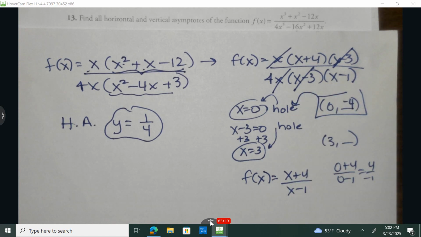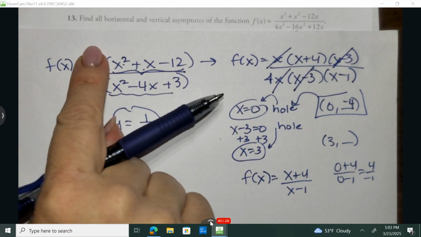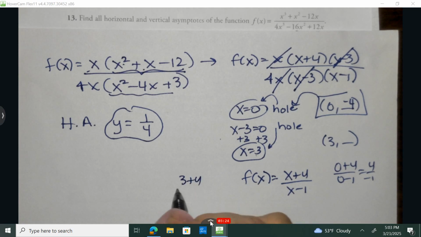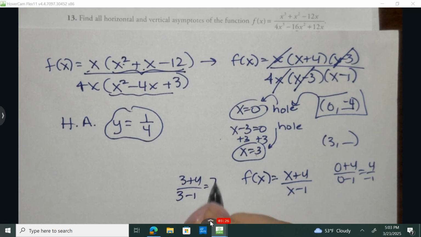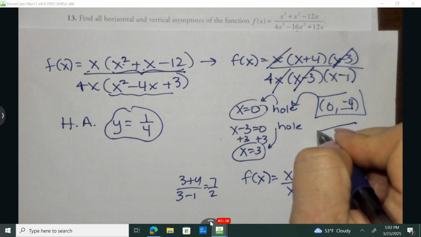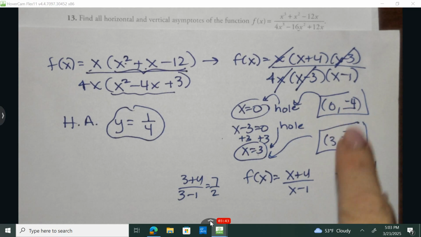There's a hole here. Let's do 3. So I'm going to come over here where I have a little more space, and I do the simplified version, not the original function. So I'm plugging in a 3. So 3 plus 4 over 3 minus 1. So 7 over 2, which is 3.5 or 7/2. Again, I found a y value. So if they also said where are the holes in the graph, there's a hole in the graph at x equals 0 and there's a hole in the graph at x equals 3. Remember, those holes also have a corresponding y value where they actually exist. These are the coordinates for the holes.